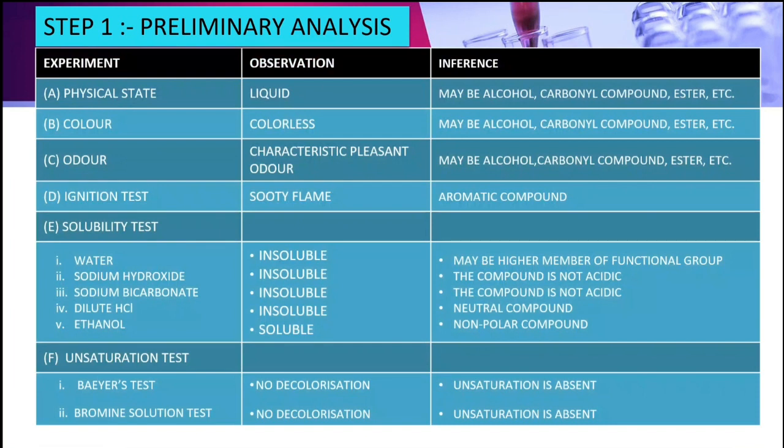Proceeding with our unknown organic compound, first, the preliminary tests were performed. The physical state of the compound was found to be liquid, and hence we can infer that the compound might be an alcohol, ester, or carbonyl compound. The compound was found to be colorless when checked for its color. The odor of the compound was found to be characteristically pleasant, which infers that the compound may be alcohol, ester, or carbonyl compound. Further, ignition test was performed.